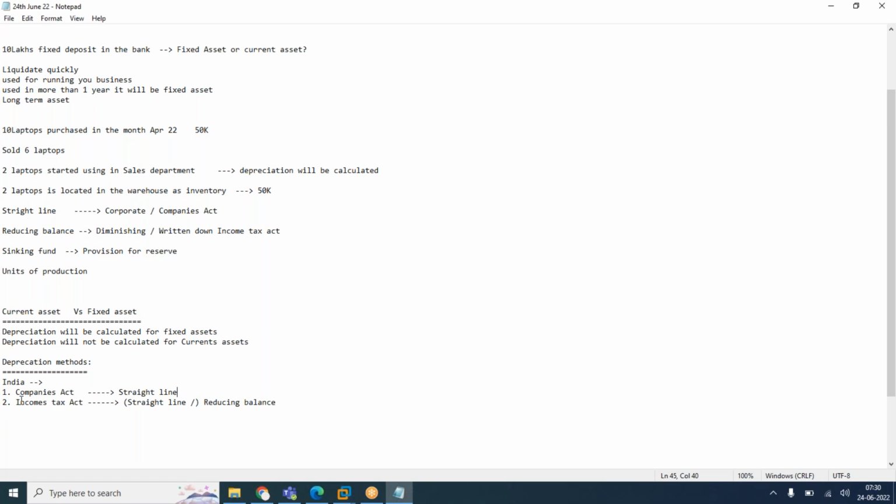Then suppose there are three options for you. Suppose the government is giving you options for paying tax. One option is that you need to pay 5 lakhs this year, 5 lakhs next year, and 5 lakhs the year after, definitely. Another option is 2 lakhs this year, then 6 lakhs next, and then 7 lakhs.